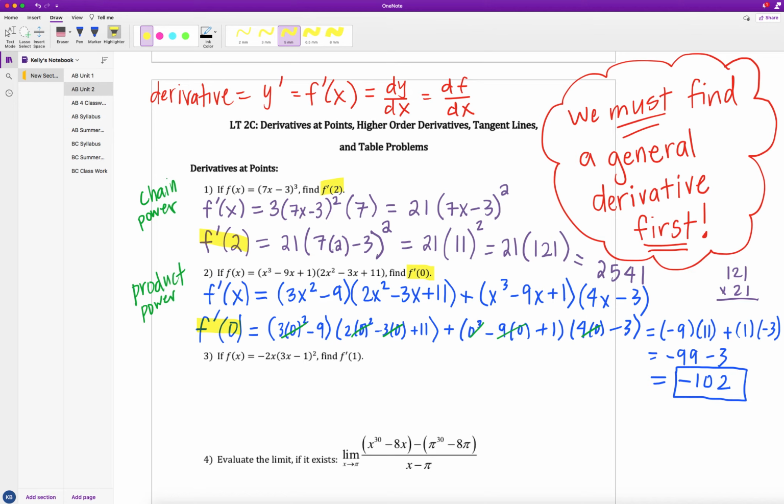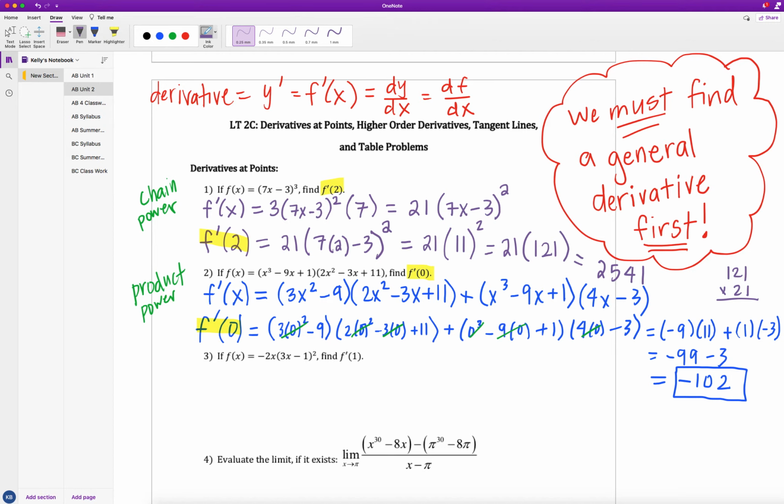So I have to make sure I'm writing down that f prime of 0 and f prime of 2. And we talked about that a lot when we did continuity, when we were finding that function value, that we want to make sure our notation is correct there. Okay, let's look at example 3.